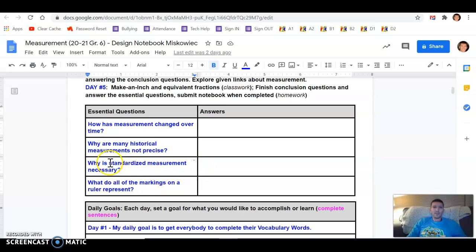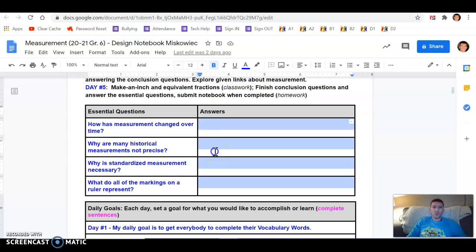Remember, standardized measurements are measurements that are the same when we all use them. For example, if I use a ruler that's 12 inches, it's going to be the same if you use a ruler that's also 12 inches, and that's what makes it standardized. Why is it necessary to have that now? And then the last question: what do all the markings on a ruler represent? We did an activity called making an inch where you folded the paper over and over to break down the sections on a ruler between every inch. So take time right now to answer these four essential questions.